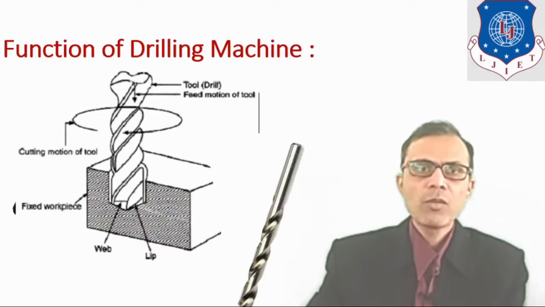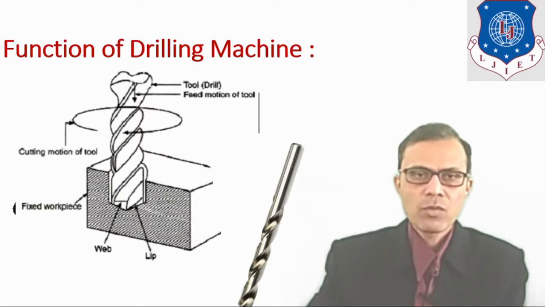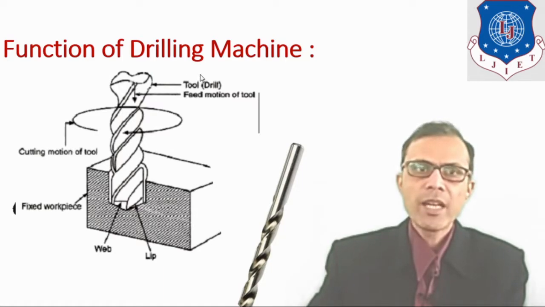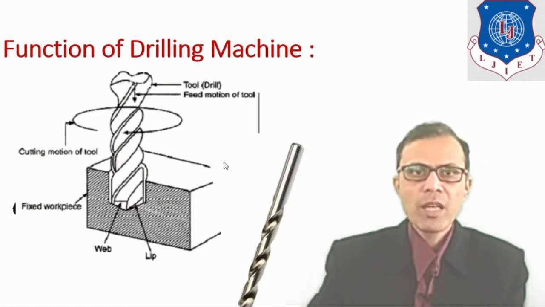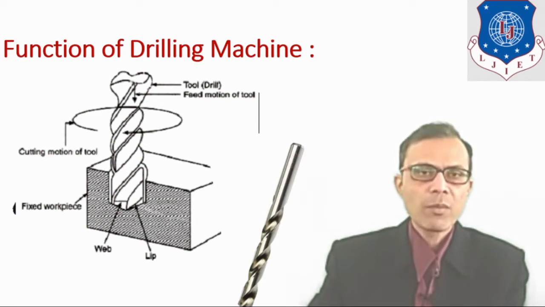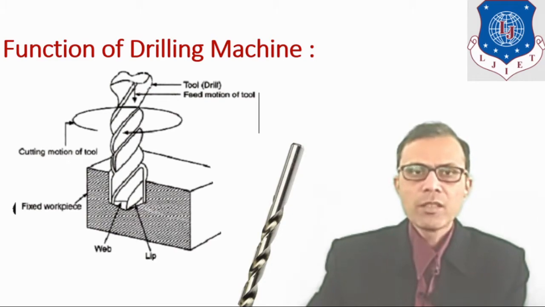In this session, we are going to discuss different types of drilling machines, their construction and working. So to get started, let us see first what is the function of the drilling machine. The main purpose of a drilling machine is to produce the required size of hole in the workpiece. For this purpose, the tool which is used is known as a drill bit.